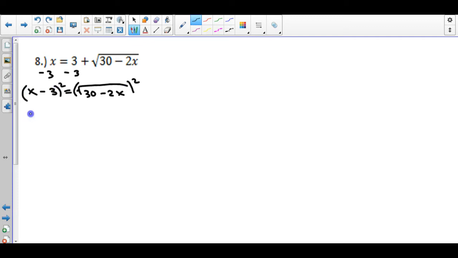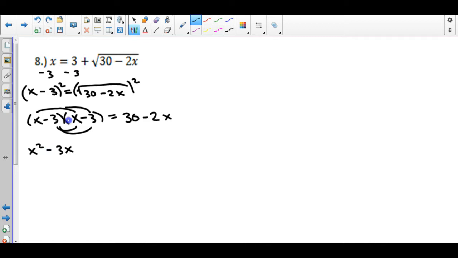So this is going to turn this into a quadratic, actually. We're going to have x minus 3 times x minus 3. And then the square and the square root here canceled out. So I do need to use a distributive property, which means I'm going to have x times x, so x squared. X times negative 3 is negative 3x. The inside is also going to give me negative 3x, and then negative 3 times negative 3 would be positive 9.